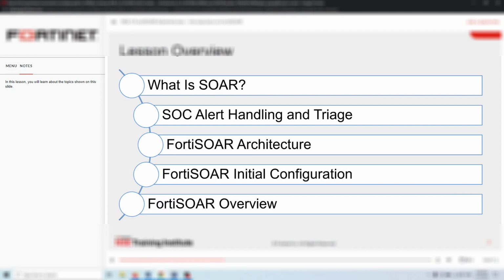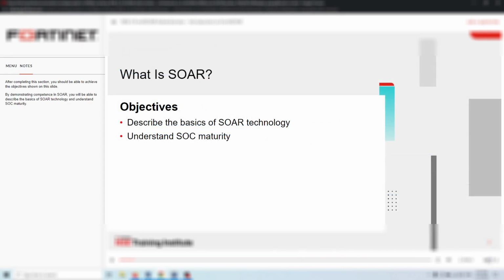In this lesson, you will learn about the topics shown on this slide. After completing this section, you should be able to achieve the objectives shown on this slide. By demonstrating competence in SOAR, you will be able to describe the basics of SOAR technology and understand SOC maturity.